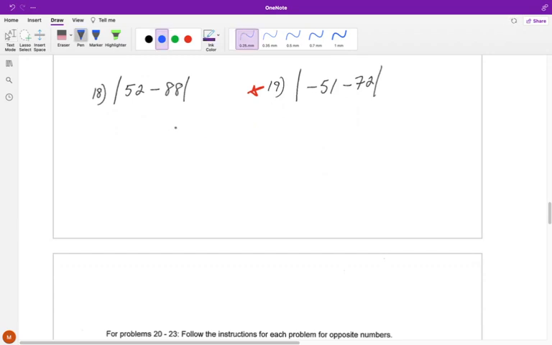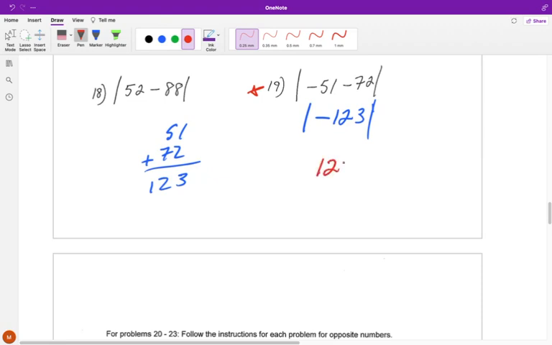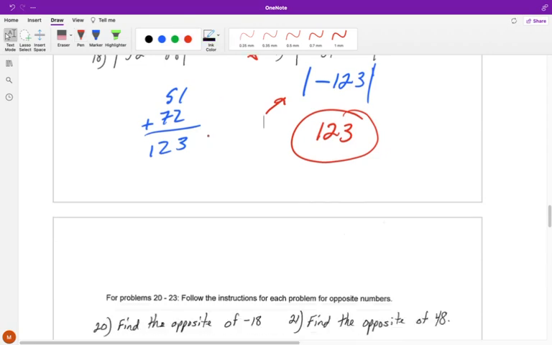Well, the signs are the same, so we'll add 51 plus 72. This is then going to give me 123, but since they're both negative, it's negative 123. So you must show me this as your work. And then we take the absolute value. Well, the absolute value of negative 123 is 123. So you must show me this step in order to get full credit.